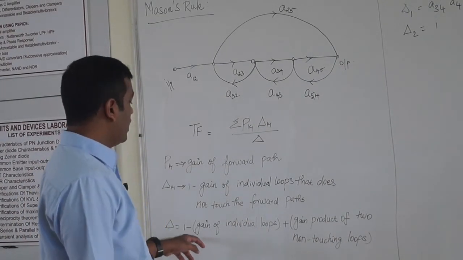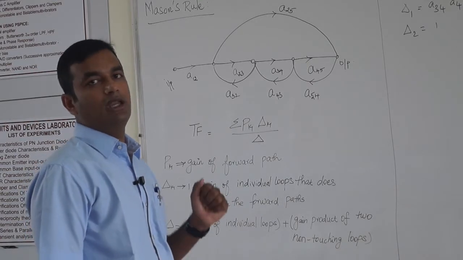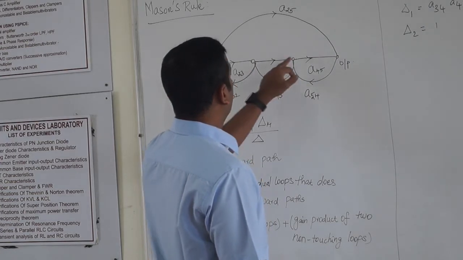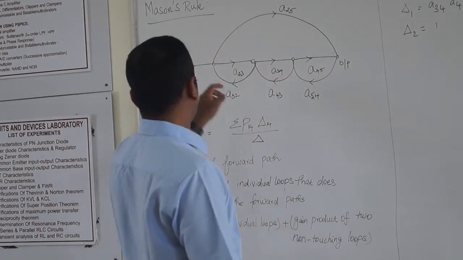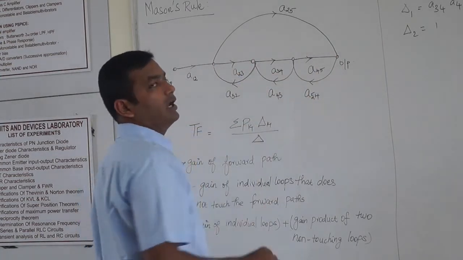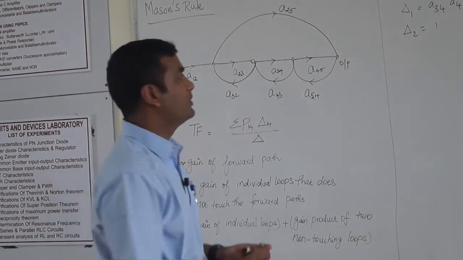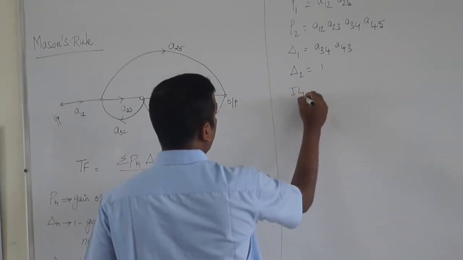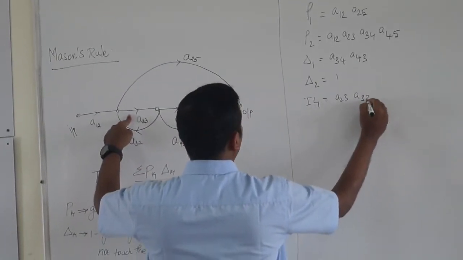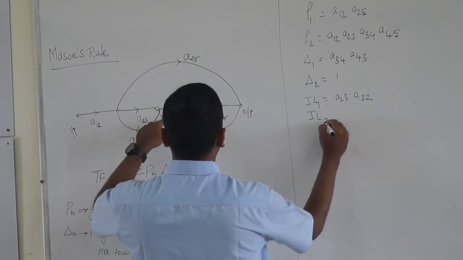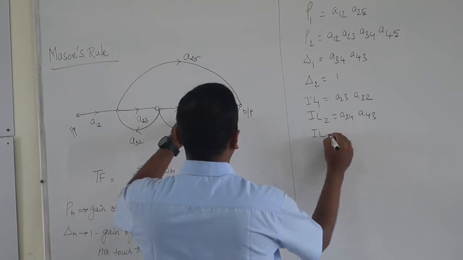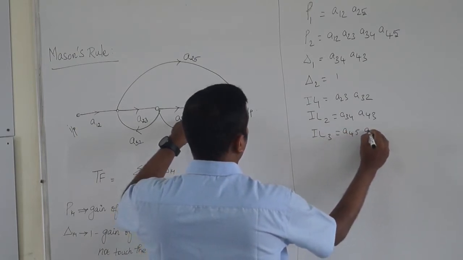Denominator del is equal to 1 minus gain of individual loops. How many individual loops do I have? This is loop 1, this is loop 2, and this is loop 3. There is also another loop. Look at this fellow. So I have totally 4 individual loops. What is the gain of individual loop 1? A23, A32. Individual loop 2, A34, A43. Individual loop 3, A45, A54.